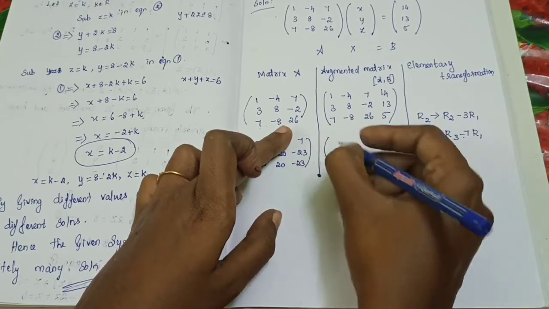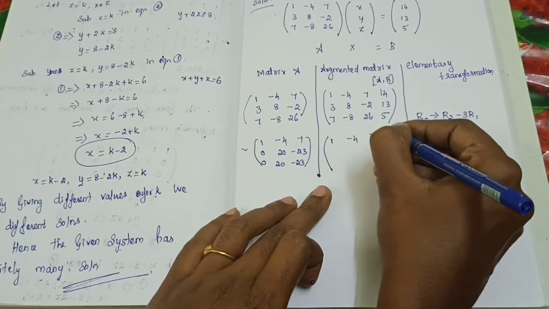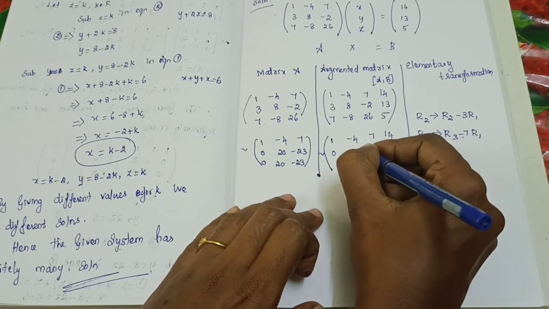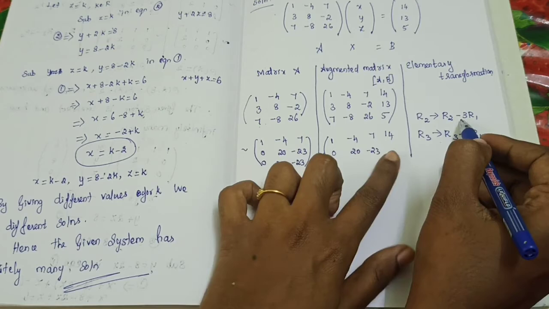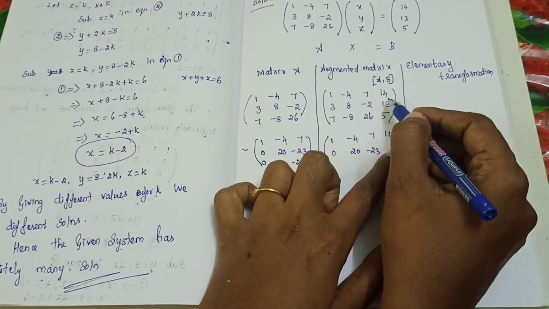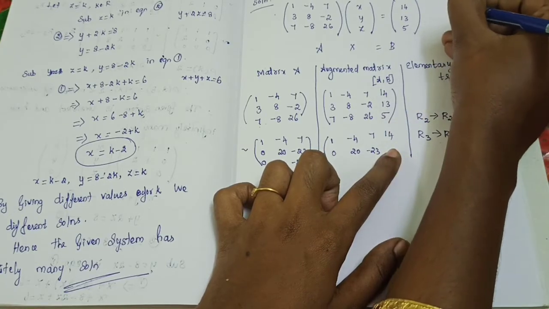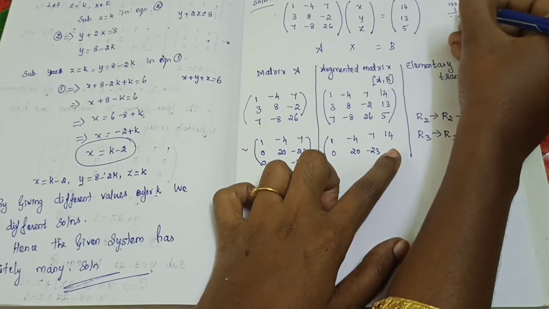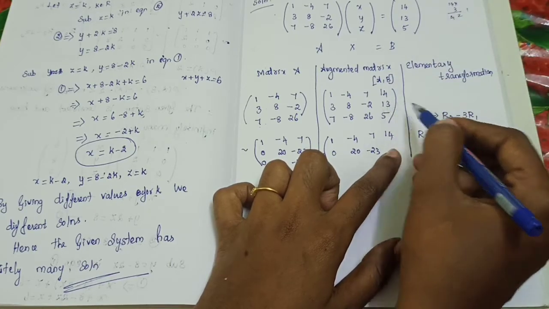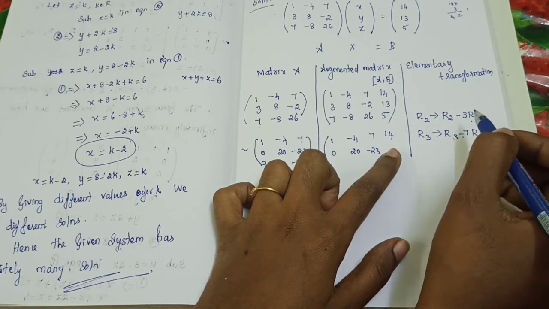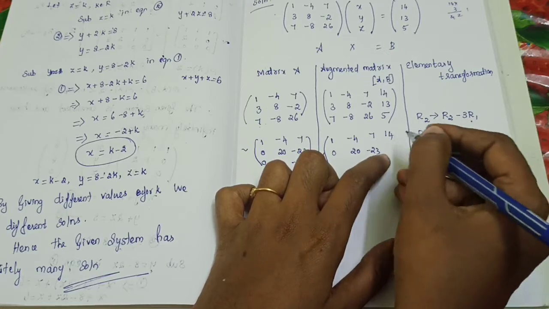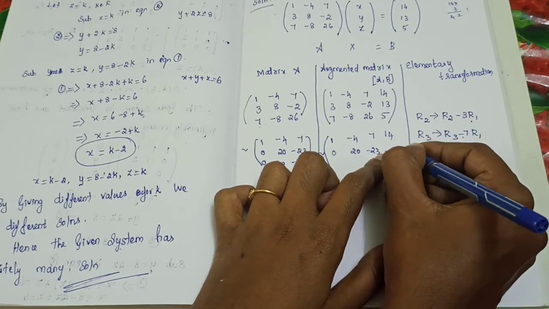Correct? Then here also 1 minus 4, 7, 14. Equivalent symbol, don't forget. Then here 0, 20, minus 23. This alone you need to check using this. That is R2 minus 3 into R1. So 3 into 14 you need to find. 14 into 3 means how much you will get? 4 3s are 12, 2, 1 balance, 42. Is it right? So 42. That is 13 minus 42. So 13 minus 42 means you will get minus 29.